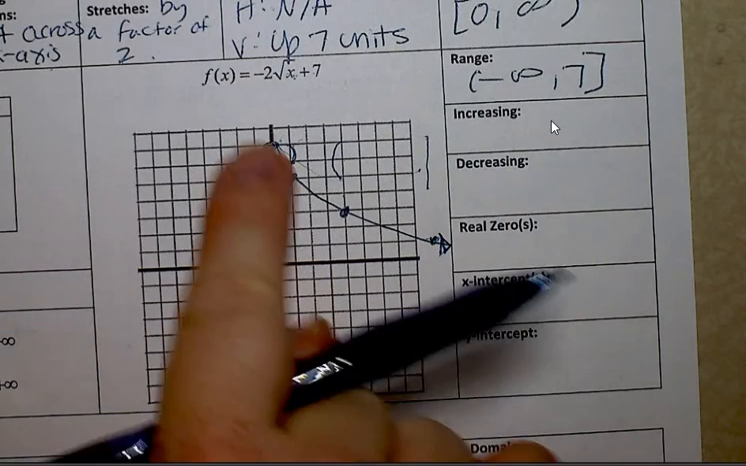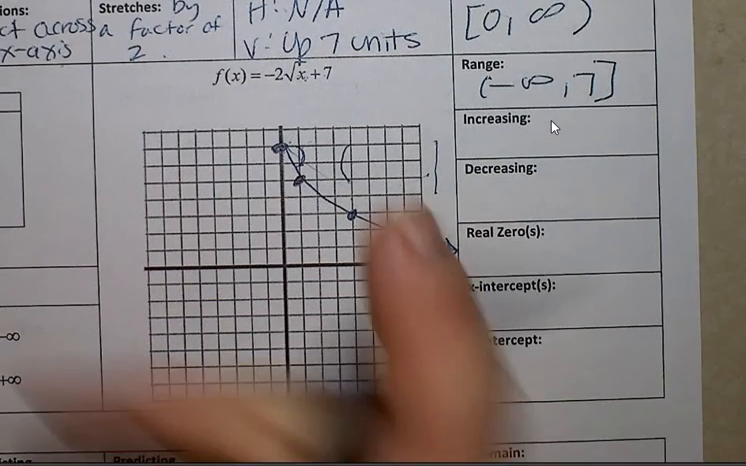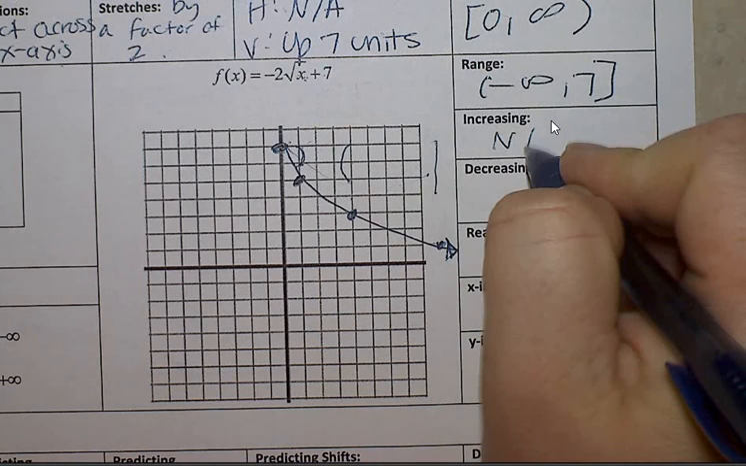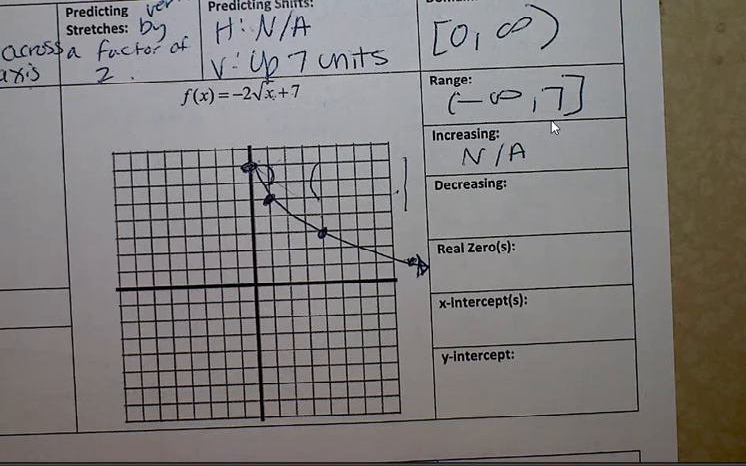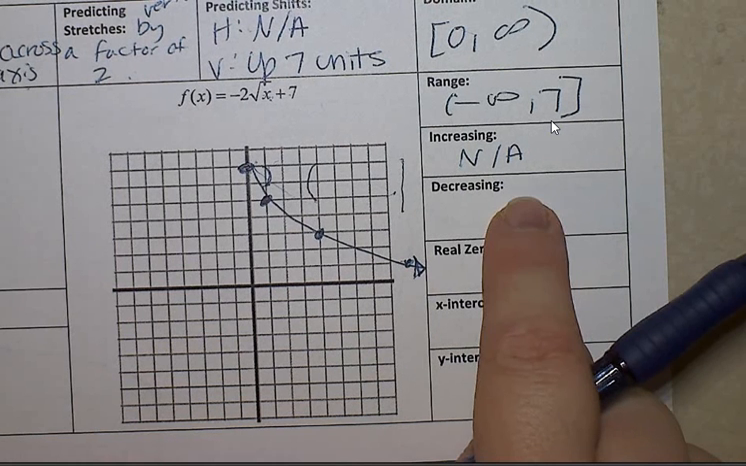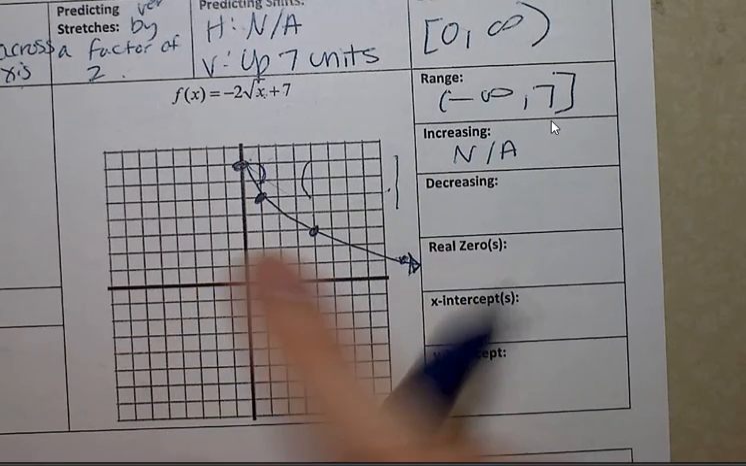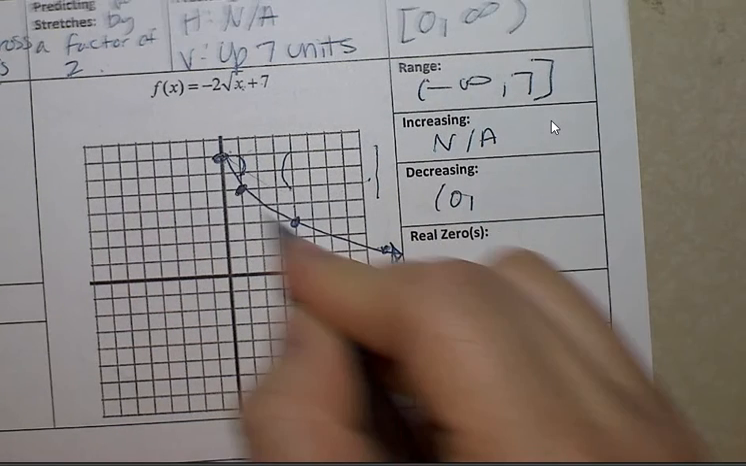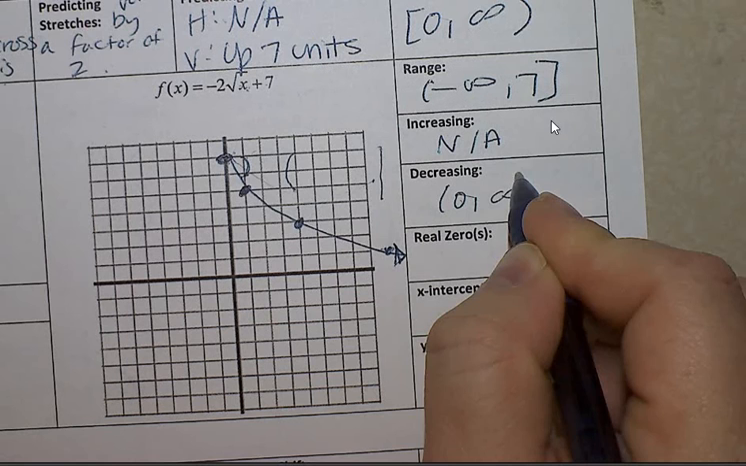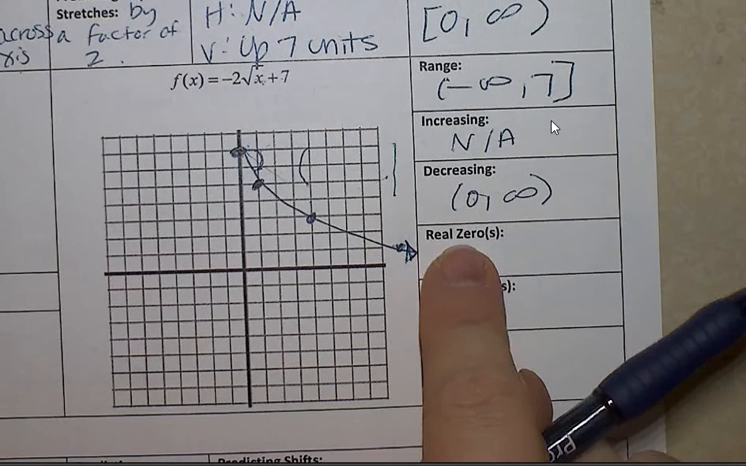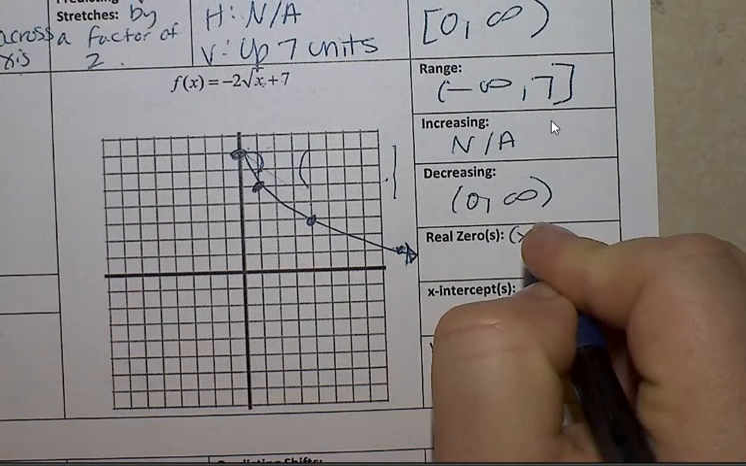From left to right, is this thing increasing or decreasing? So put an NA for increase. Remember when we describe decreasing, we're describing it in terms of x values. It starts at x equals 0, and it continues to move to the right. So from 0 to positive infinity. So when you're finding the real zeros or the x-intercepts, y will equal 0.